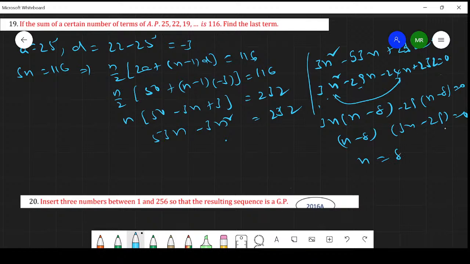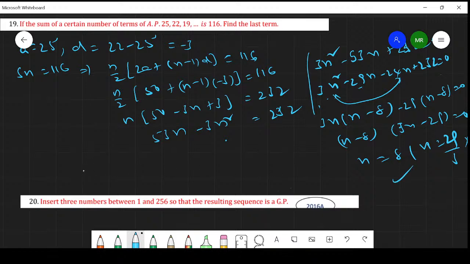N is equal to 8, and the other one is a fraction, which we don't want. You will get another one as a fraction, n is equal to 29 by 3. We don't want this. Correct? Be careful when you are doing this. N is equal to 8 only is your answer.